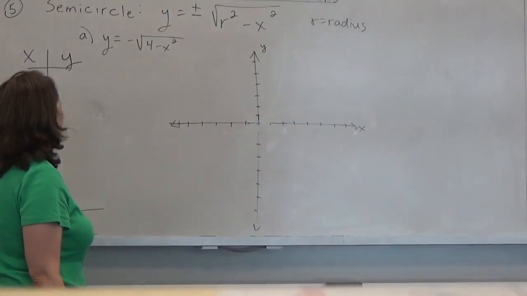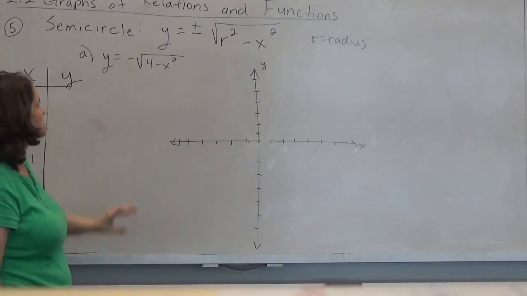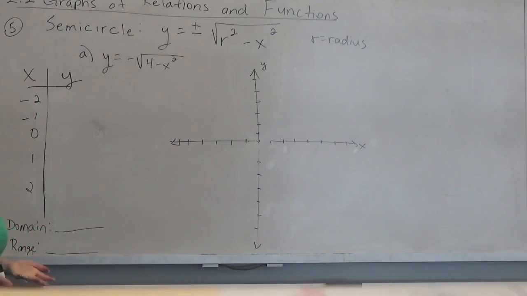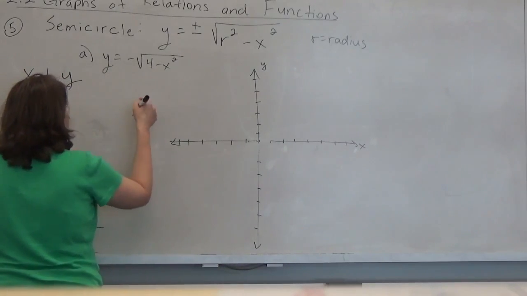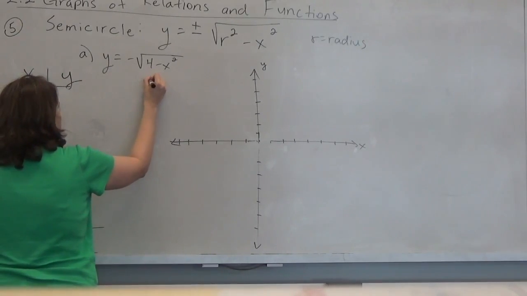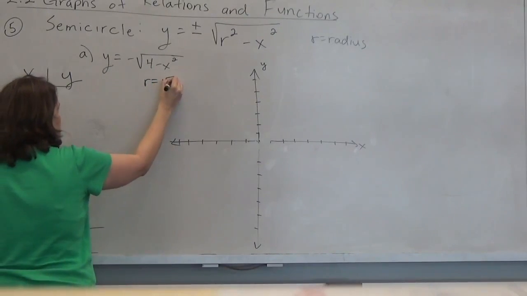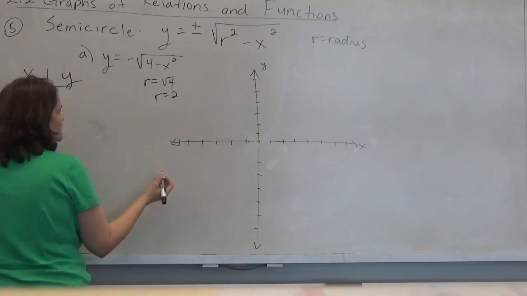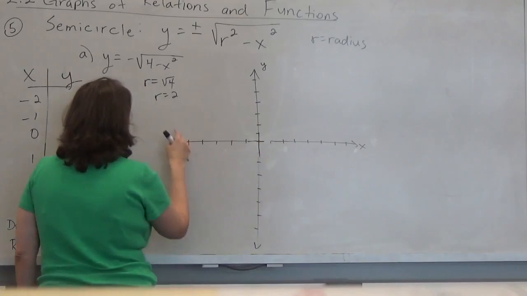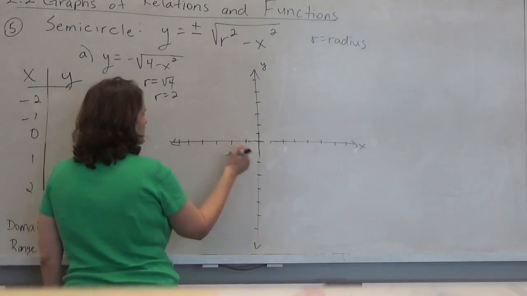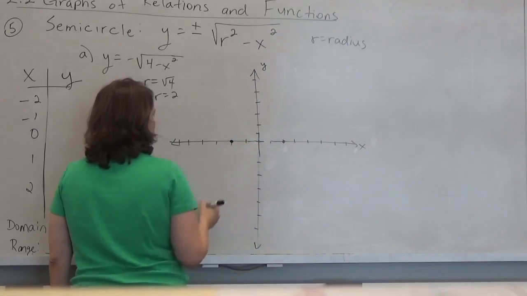All right, we are asked to graph the equation y equals negative square root of 4 minus x squared. Again, feel free to use a graphing calculator to help you out with this as well. Just looking at this, I know that it's centered at the origin, and I know that my radius would be the square root of my constant, so the square root of 4, so r is 2. So I just need to go to the origin here and use my radius of 2. I can go out here and here, 2 spaces.